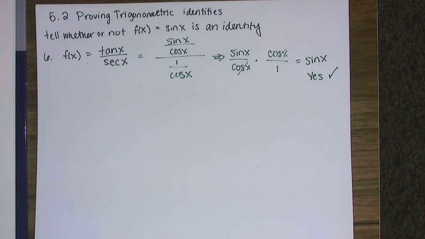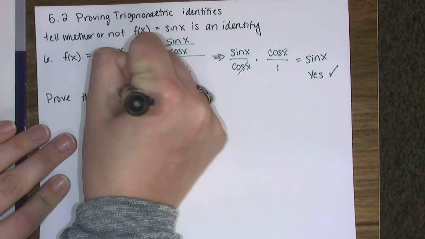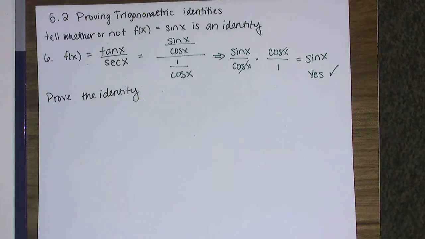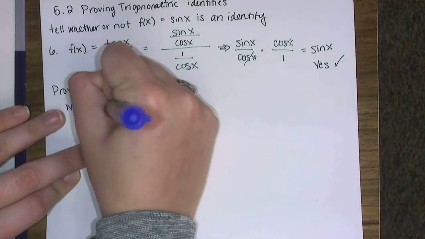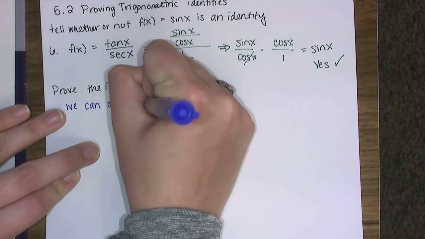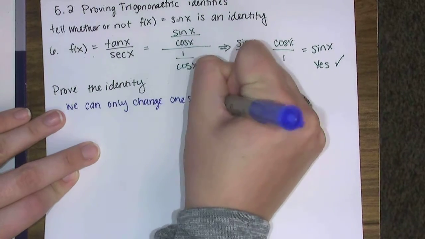So the next section of stuff says to prove the identity. Well, when we're doing that, there's an important rule that we have to follow. So prove the identity. Okay, when doing problems like this, it's very important to realize that if we're proving something, we can only change one side of the equation.